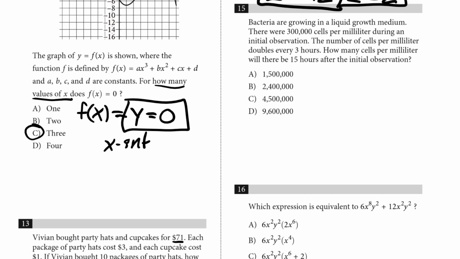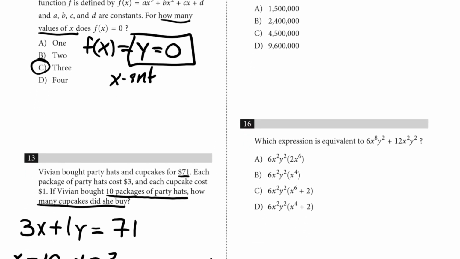Bacteria are growing in a liquid growth medium. There are 300,000 cells per milliliter during an initial observation. The number of cells per milliliter doubles every 3 hours. How many cells per milliliter will there be 15 hours after the initial observation?